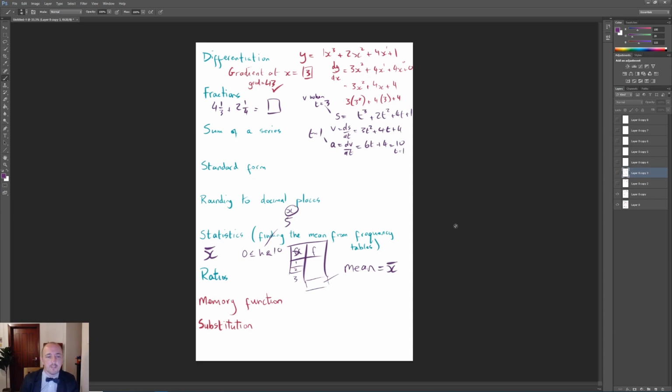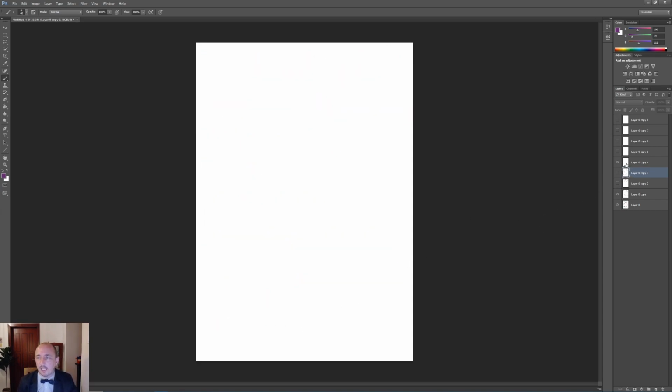Two more: memory function and substitution. In the examiner's report, where the examiners get together and discuss where students are going wrong, what they're saying is that a lot of you are rounding your answers too early. So what's happening is if you're doing, say, trigonometry and you've got your angles and you do all your tan and everything like that, you're sort of truncating your answers, like you're doing 4.756 or something like that, and you've got all your answers.